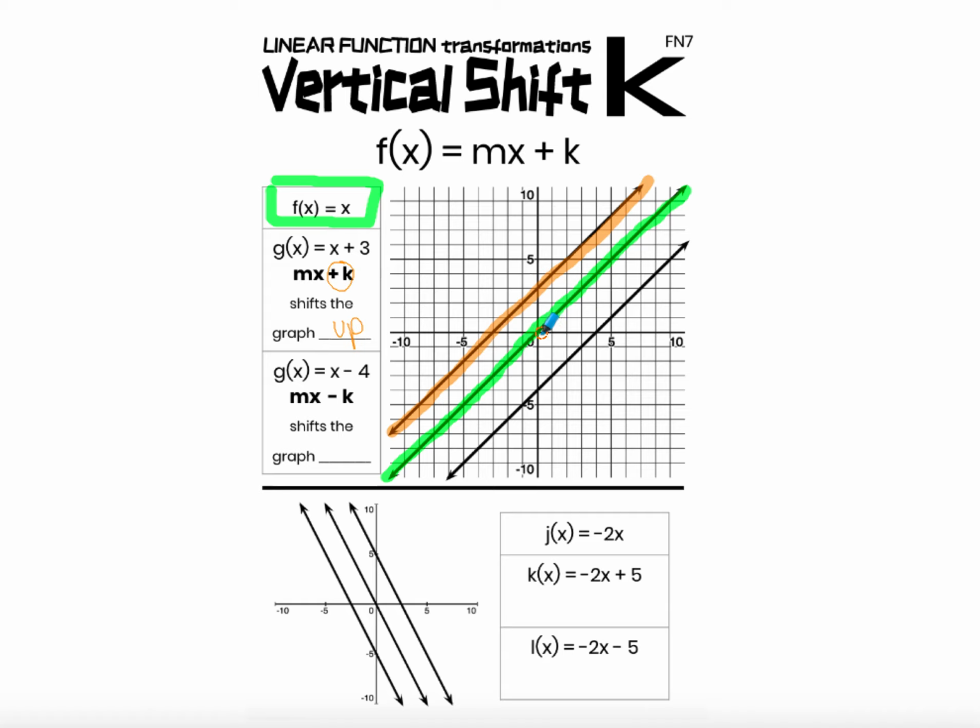But to look at that more precisely, I could see that for each value of x, the output, f of x, actually g of x, is 3 greater than it was for the parent function. So up 3. When we are looking at g of x equal to x minus 4, that will be a shift of the graph down.